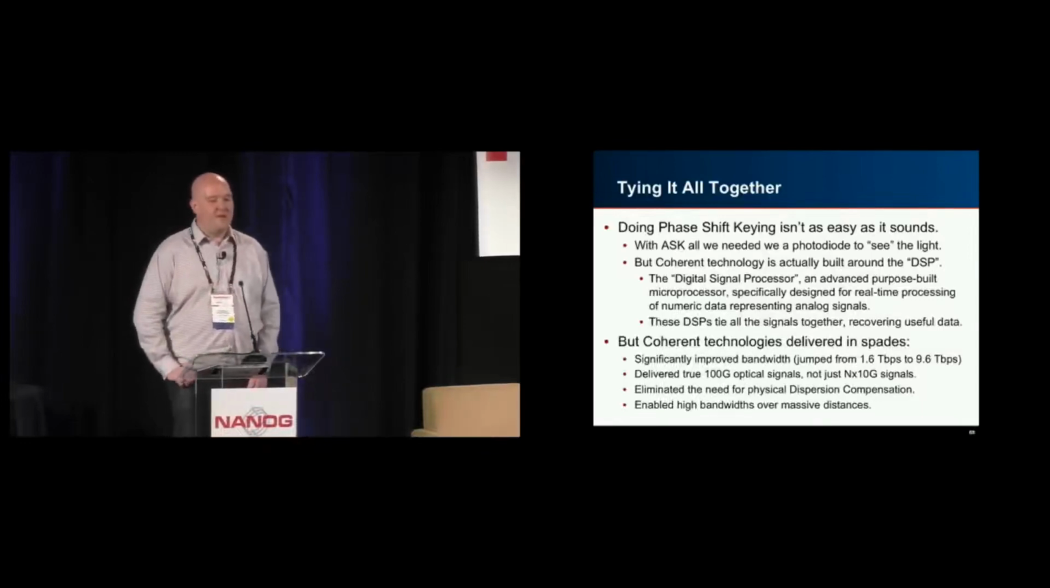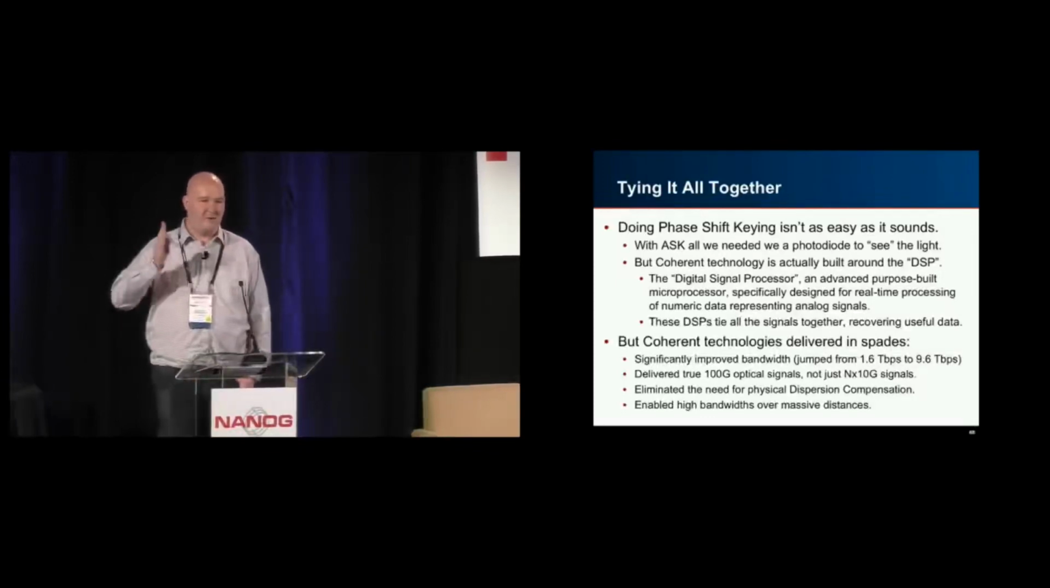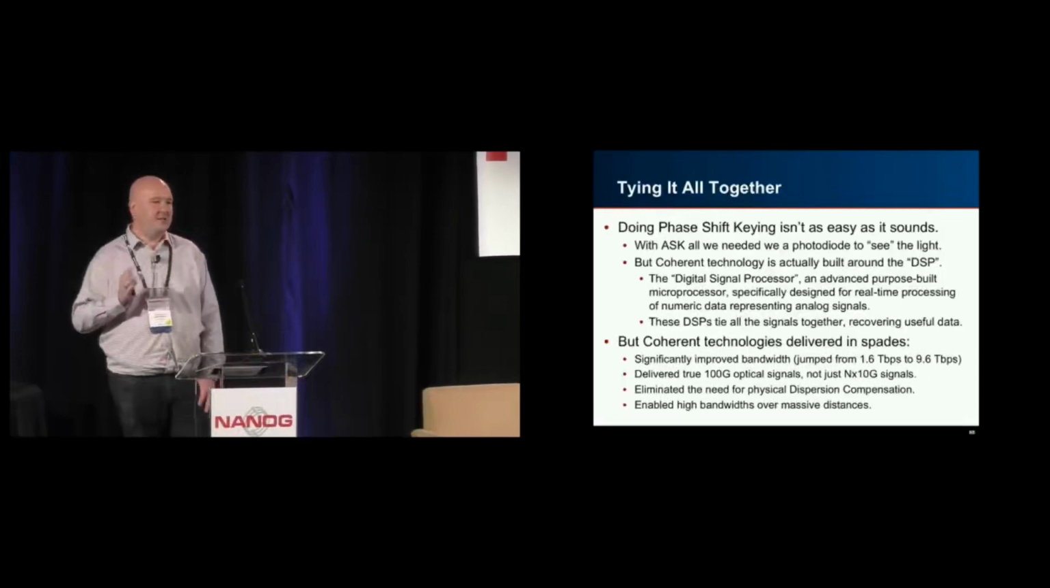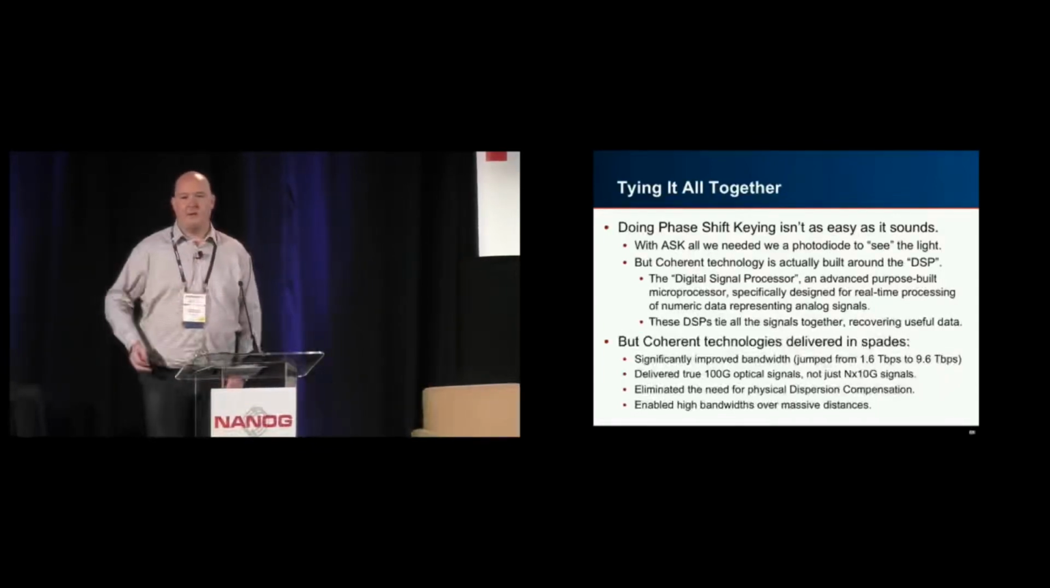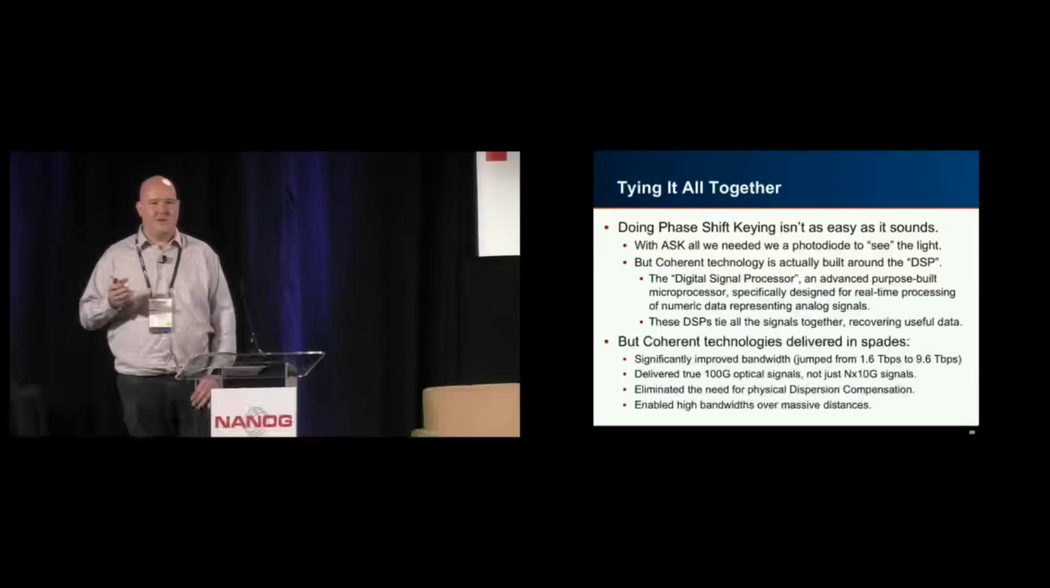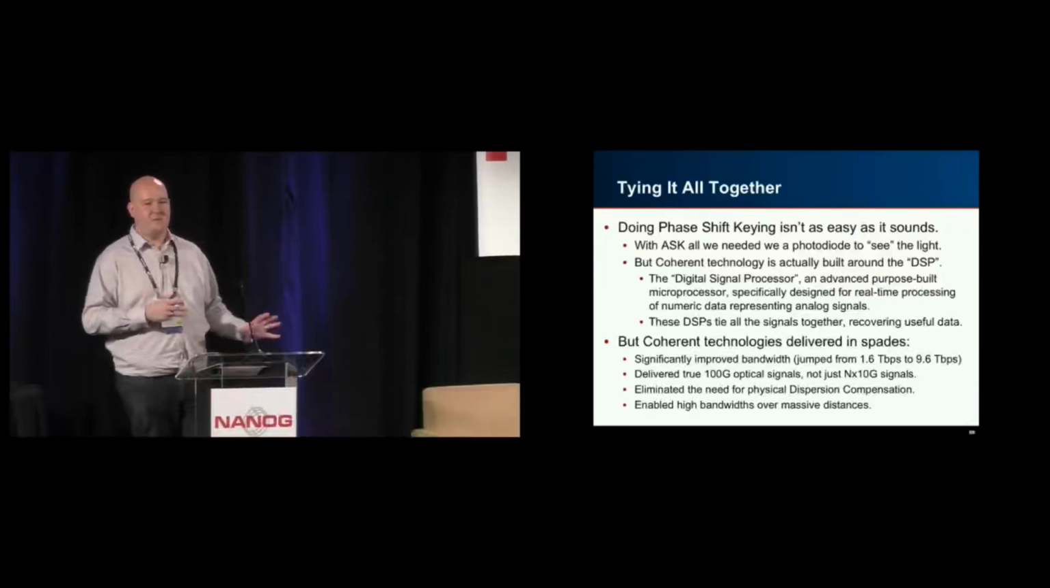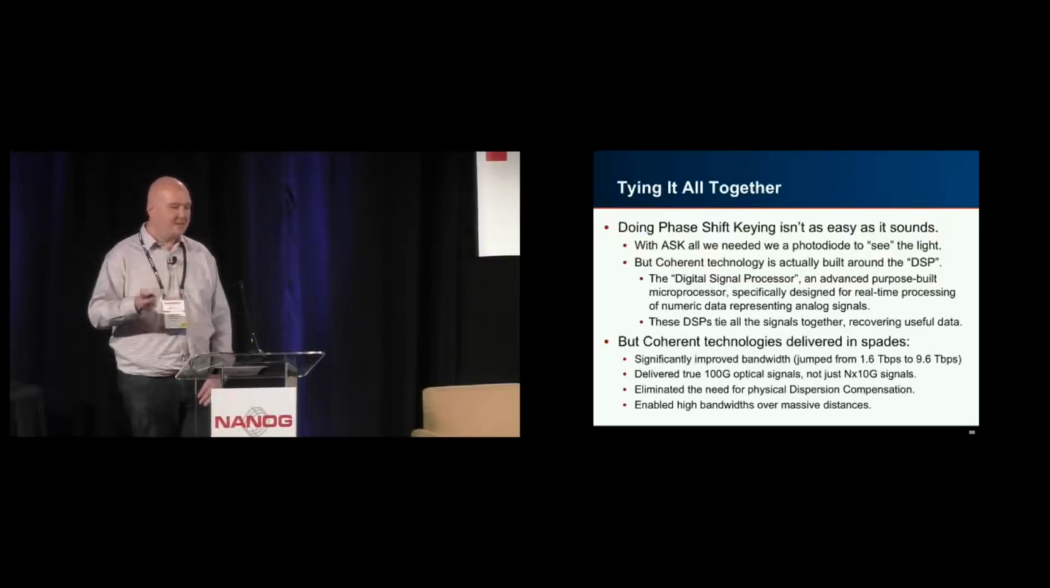So when we introduced coherent technology, you basically saw a jump from kind of the previous limit, the wall we were hitting our heads against, of 160 10 gig channels, to immediately moving to 100 gig channels and to 9.6 terabits per fiber. So a huge jump in capacity. Like I said, it delivered true 100 gig optical signals for the first time. It eliminated the need for physical dispersion compensation, because the property of being able to modulate on phase lets you calculate what that dispersion is and lets you compensate for it. And it enabled these really high bandwidths over these really massive distances.